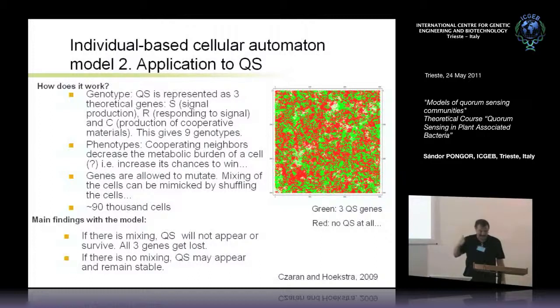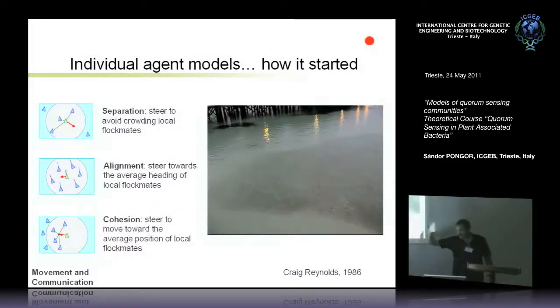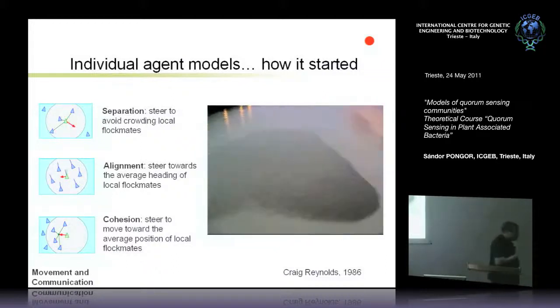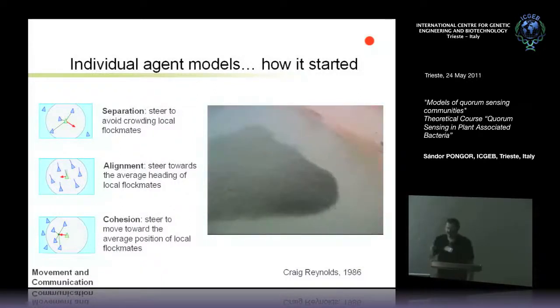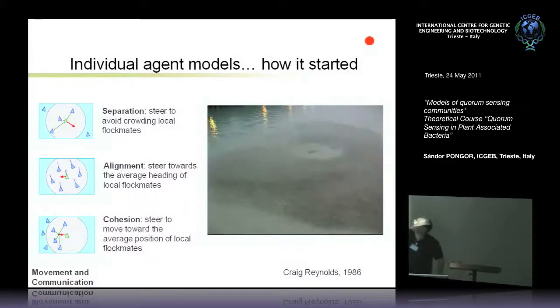Which means that you have cooperation only with communication. And this is a kind of a likely scenario. So this is a very famous model. This is called the Reynolds Model, which prescribes very few rules for individuals within a crowd. And this is one, that they should separate. They shouldn't bump into each other. And the other, that they should align their course. These are the first 2.